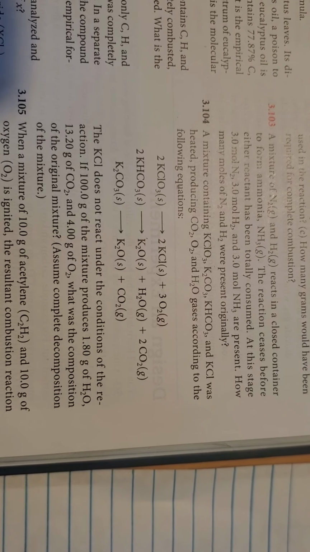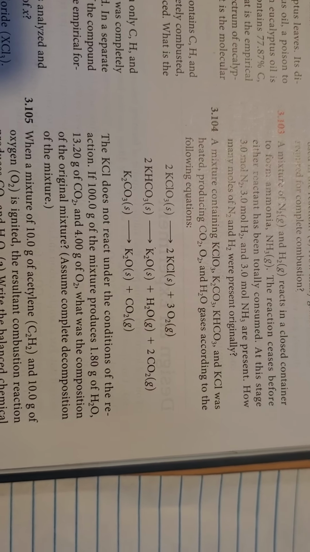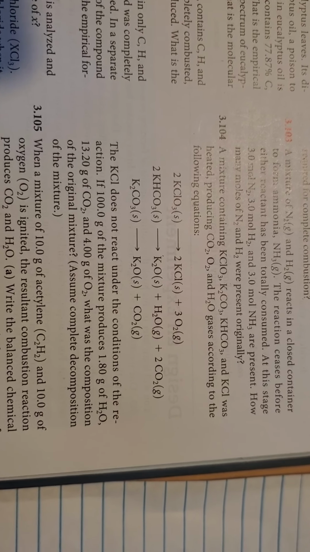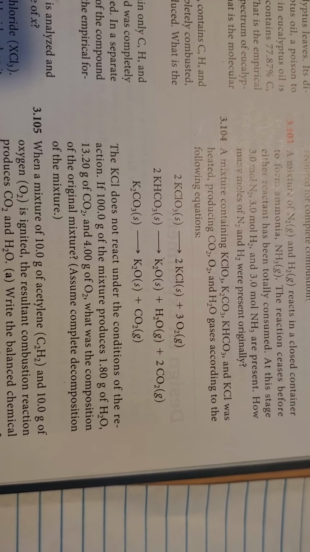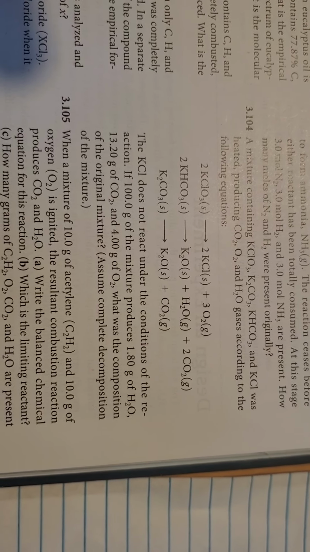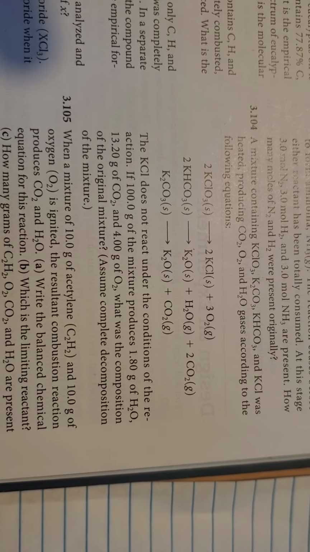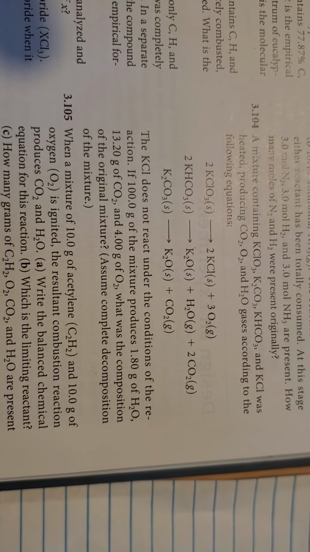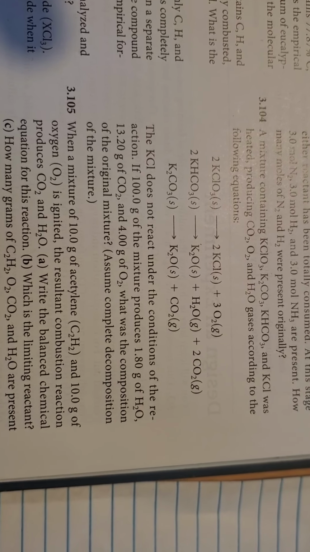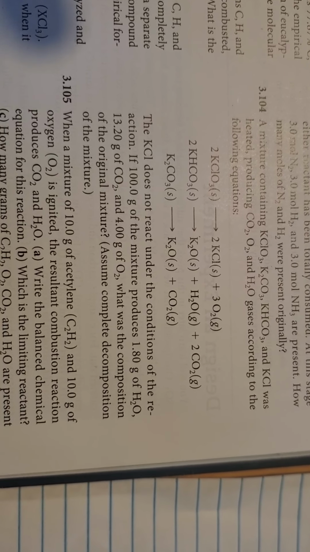So we've got a mixture with 4 different chemicals in it: KClO3, potassium chloride, potassium carbonate, potassium bicarbonate, and potassium chloride. And we heat it, we get some carbon dioxide, oxygen, and water vapor coming off, and we can see the chemical equations below that describe it. KCl, potassium chloride, doesn't react. So we have 100 grams of this mixture, we get 1.8 grams of water, 13.2 grams of carbon dioxide, 4 grams of oxygen. So what is the composition of the original mixture?